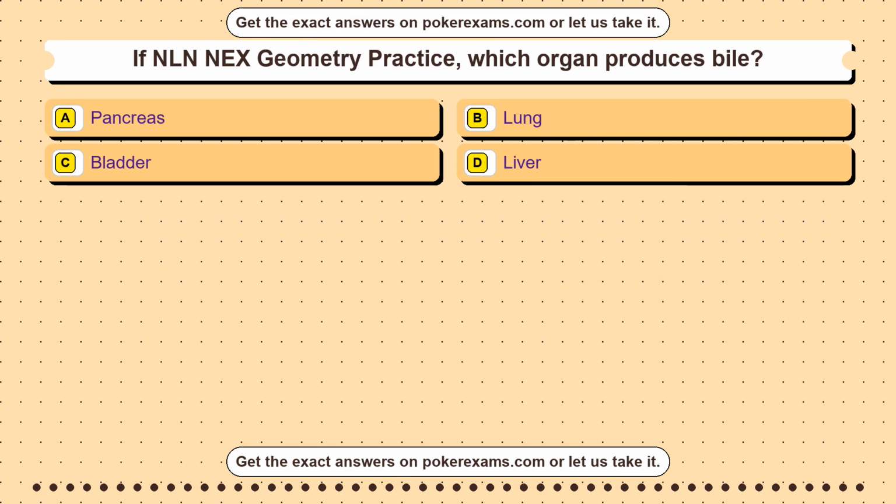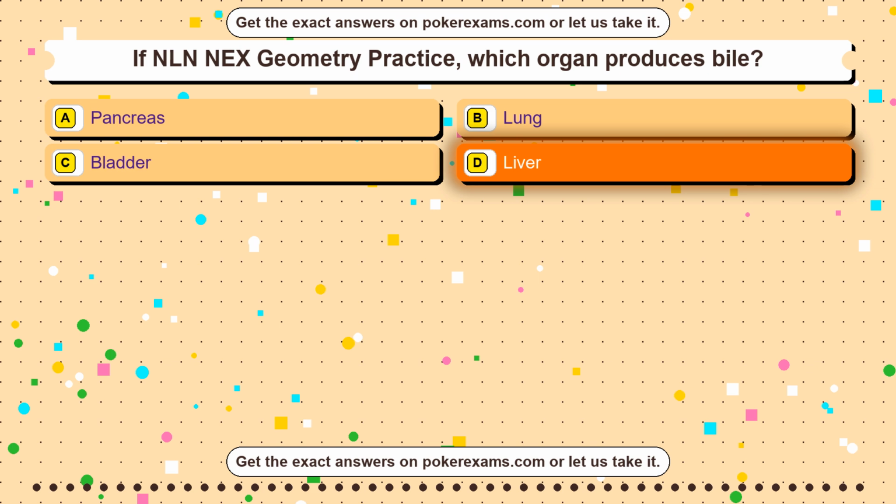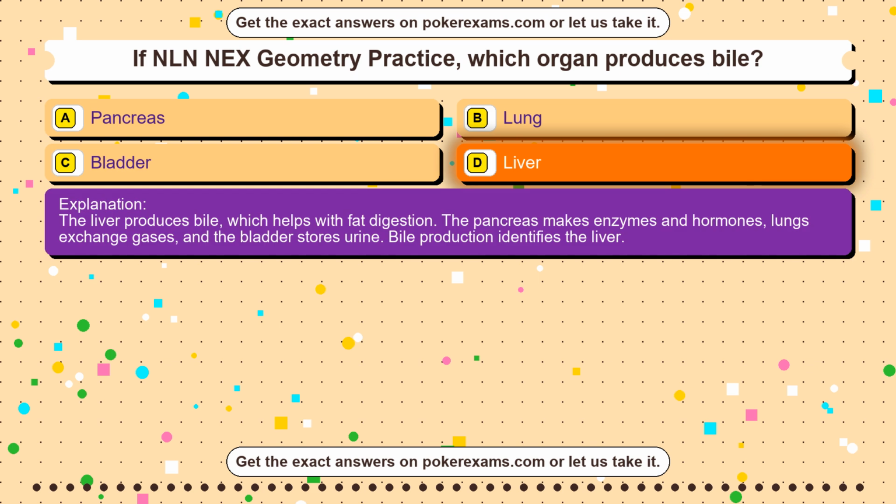Question 10. If get geography practice, which organism is a producer? Option A rabbit. Option B hawk. Option C mushroom. Option D grass. The correct answer is option D. Liver. Grass is a producer because it makes its own food through photosynthesis. Rabbits and hawks are consumers, and mushrooms are decomposers. Food webs begin with producers.